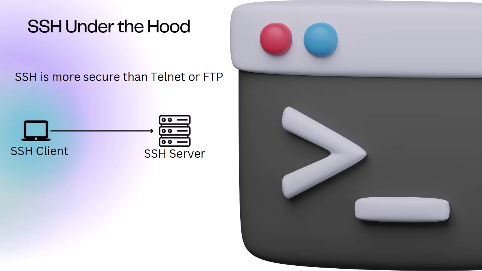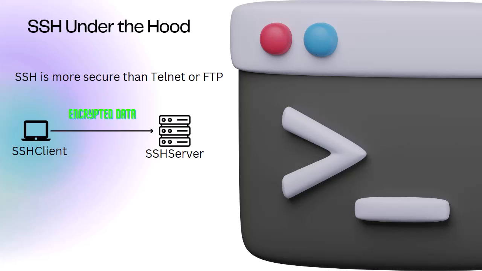SSH operates on the client-server model. The SSH client drives the connection setup process and uses public key cryptography to verify the identity of the SSH server. Once the setup is complete, the SSH protocol uses strong symmetric encryption and hashing algorithms to ensure the privacy and integrity of the data that is exchanged between the client and the server.